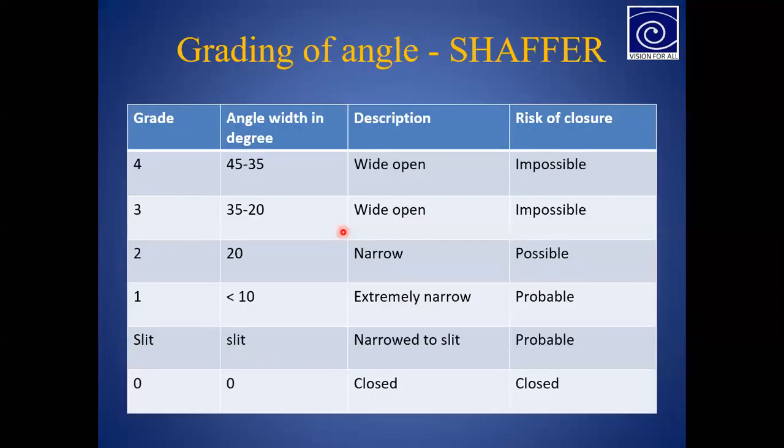So last time we were also telling about Shaffer's grading. While doing gonioscopy, if you are able to see all the angle structures, then that will be considered a widely open angle, and the chances of it getting closed are almost impossible. If the angle is widely open, then that will be considered a 45 to 35 degree angle width. So the classification has been given depending on this angle width. This Shaffer's classification is related to your angle width.